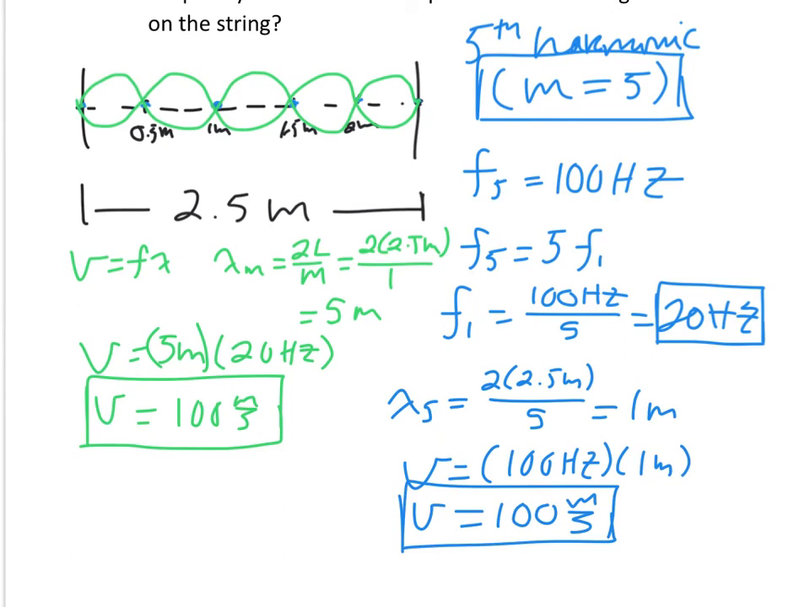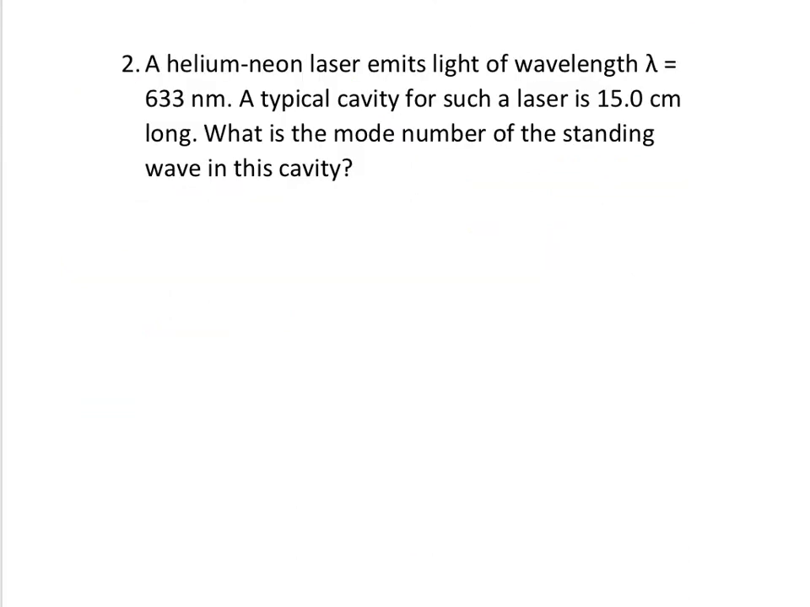I'll do one more really quick example. It tells us that a helium neon laser emits light of wavelength 633 nanometers. A typical cavity for such a laser is 15 centimeters long. We want to know the mode number of the standing wave in this cavity. I'm not going to draw this standing wave, and you'll see why in a minute. I'm just going to list what we know.